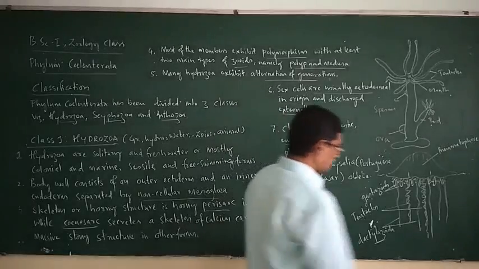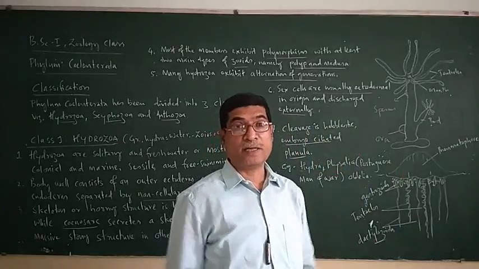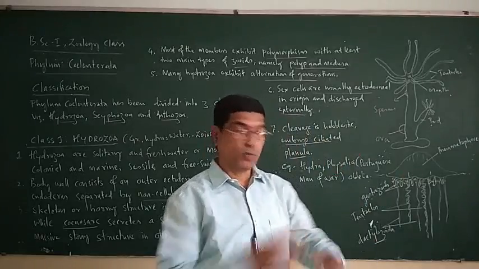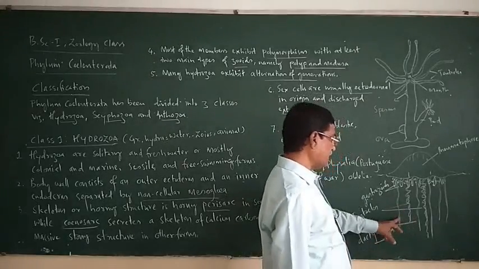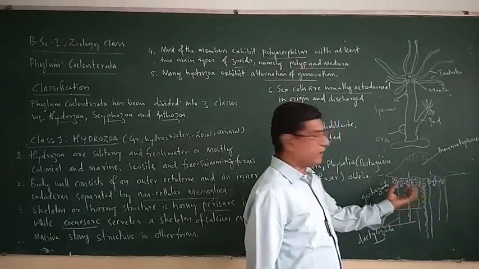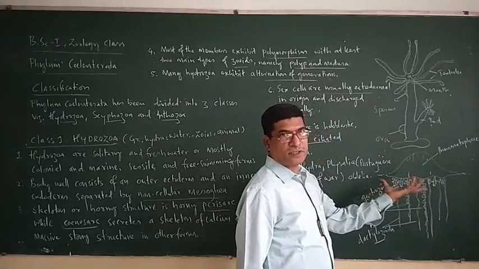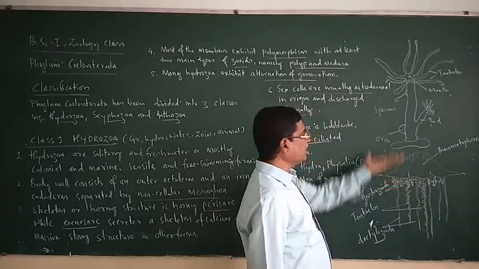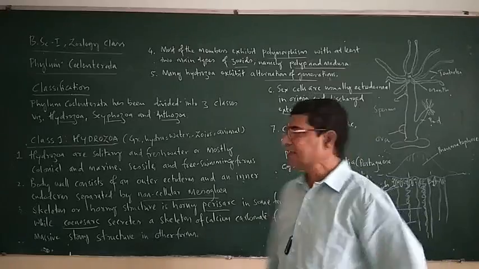And they are very long, around 1 or 2 meters long. Gastrozooids are there. Dactylozooids are there. All these together form the colony. It is found floating in seawater. So these are the examples of class Hydrozoa.